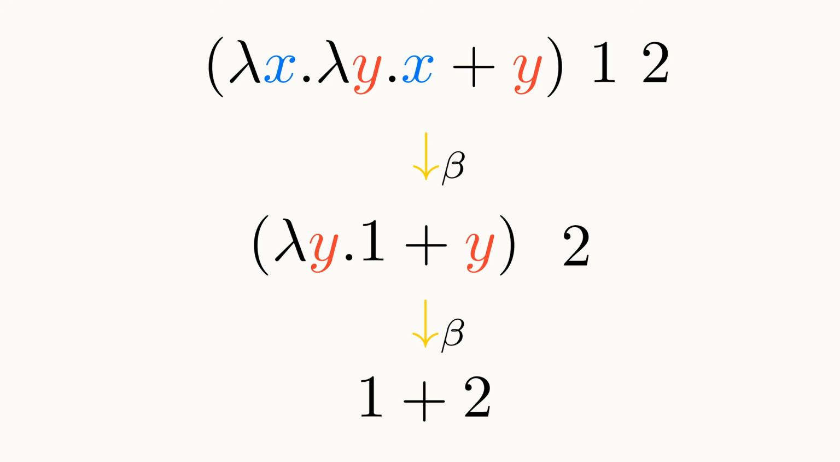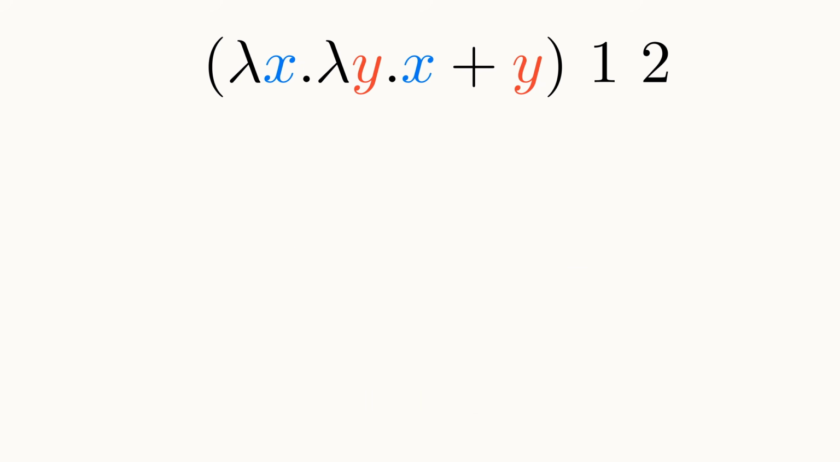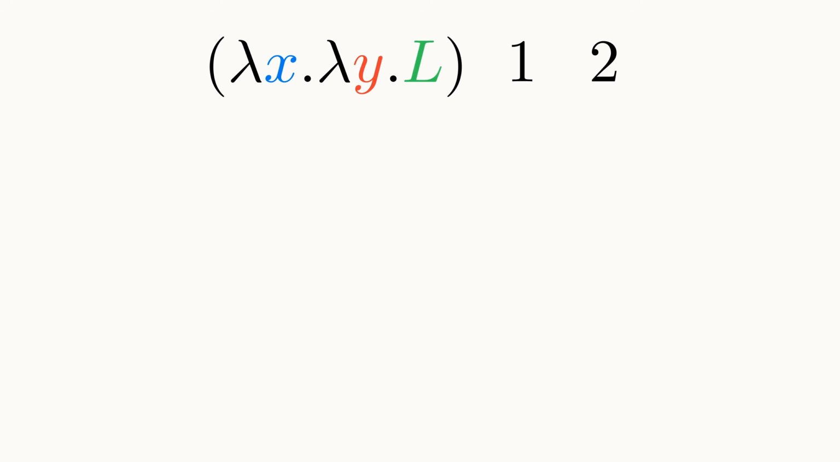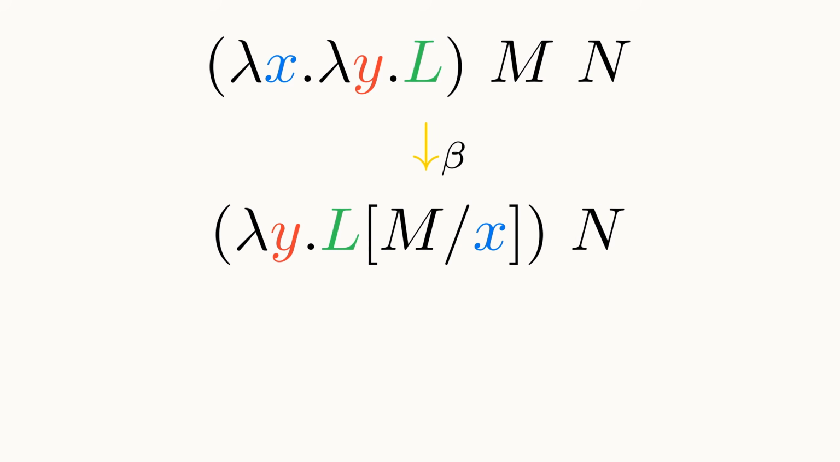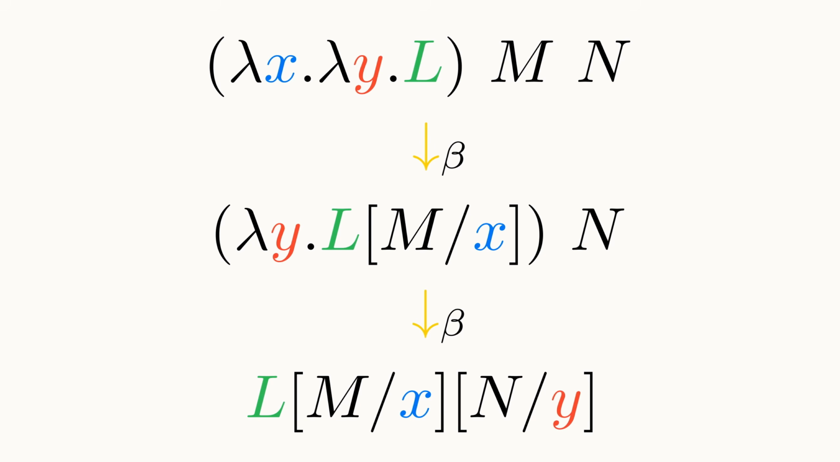To generalize this, the arbitrary lambda abstraction, lambda x dot lambda y dot L, can be applied to two inputs, m and n, by first beta reducing with the first input m to the function lambda y dot L with m substituted for x, which is yet to be applied to the input n. We can then perform a second beta reduction with the input n, to finally get the term L with m substituted for x and n substituted for y. So our output is a term with a substitution for x and a substitution for y, exactly as we'd expect from a function that takes two inputs.